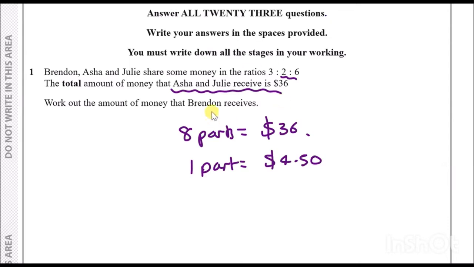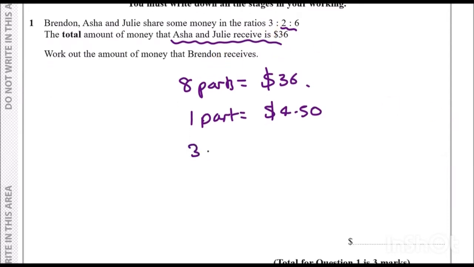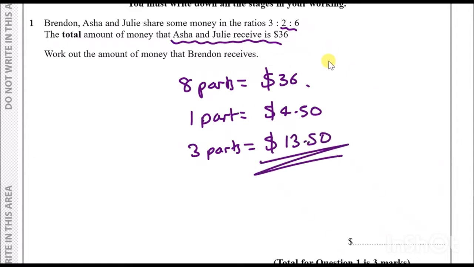So for Brendan, and we know that Brendan receives 3 parts, that means all we need to do now is multiply our result by 3. And when you do that, guys, you should get an amount of $13.50. And that's it. That's number 1 done.